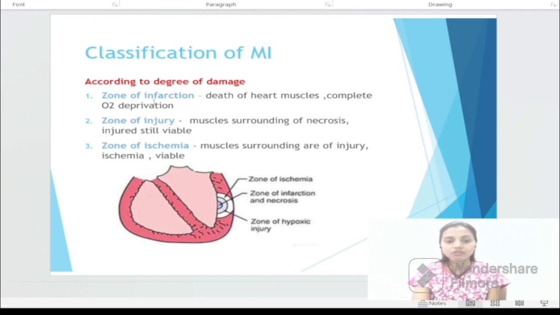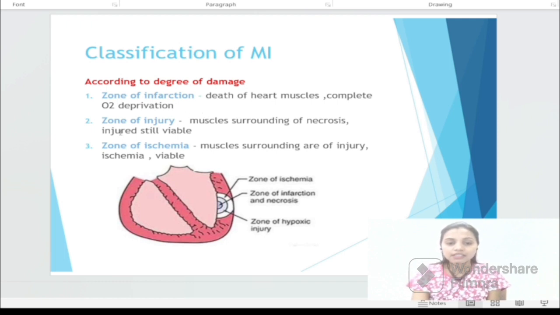Okay. So zone of infarction, in this condition there is death of heart muscles completely, with O2 deprivation. In this condition, the heart muscles and heart tissues are completely dead. Okay, this is known as zone of infarction. Okay, so this inner circle denotes the zone of infarction and necrosis. When the tissues are completely dead and necrosed, this zone is known as zone of infarction.